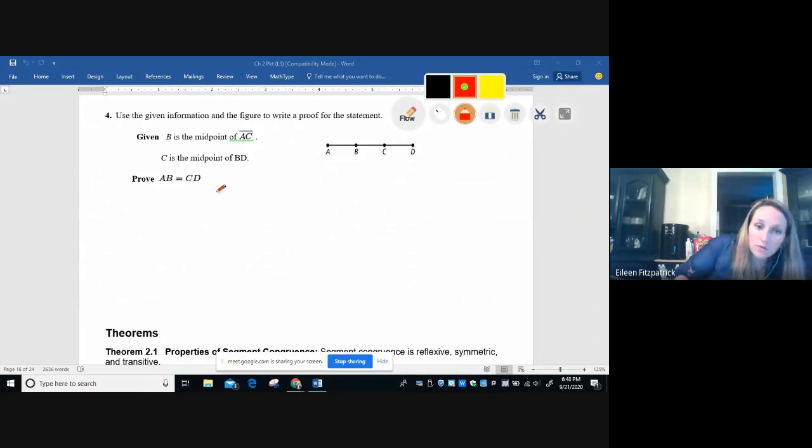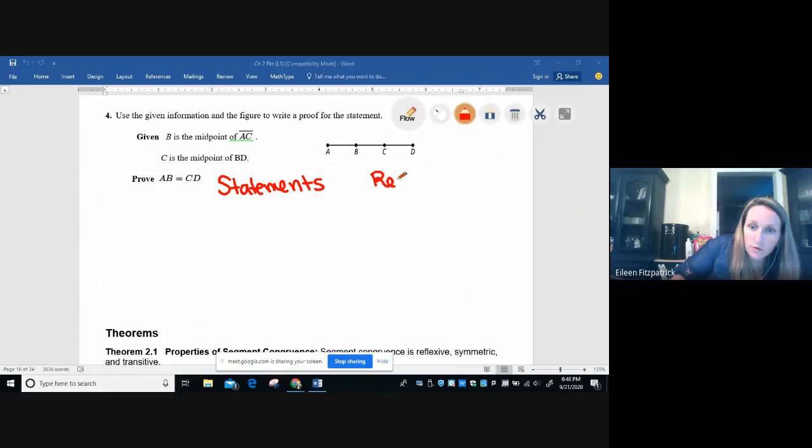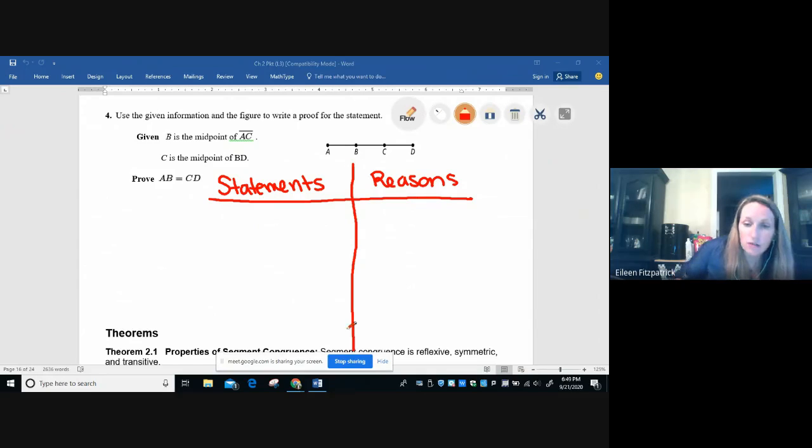So when you do a proof, you're going to set it up, statements and reasons. Just like the example before was a chart, right? We're going to make ourselves a T-chart. And every statement needs to be justified with a reason. And our reasons are going to be our definitions, our postulates, our properties, okay?